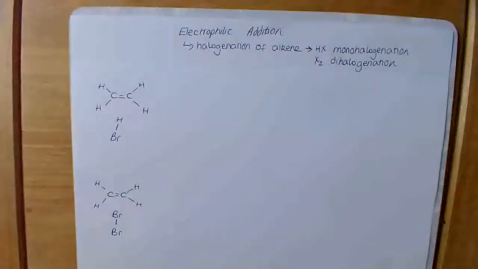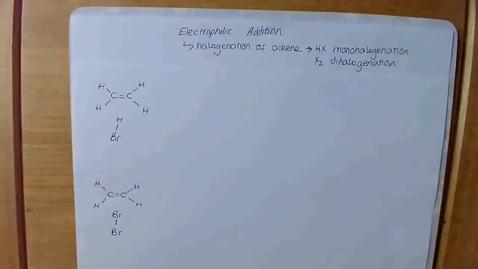Let's have a look at the mechanism for the electrophilic addition. This is the halogenation of an alkene. This can either be the monohalogenation using a hydrogen halide or the dihalogenation using a halogen molecule.